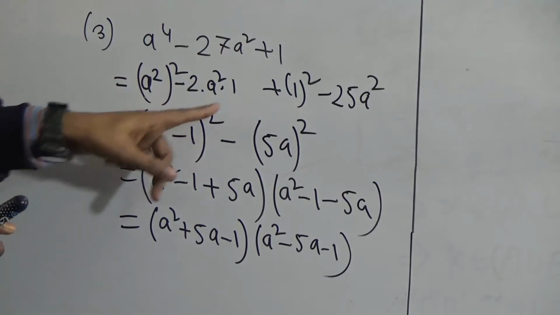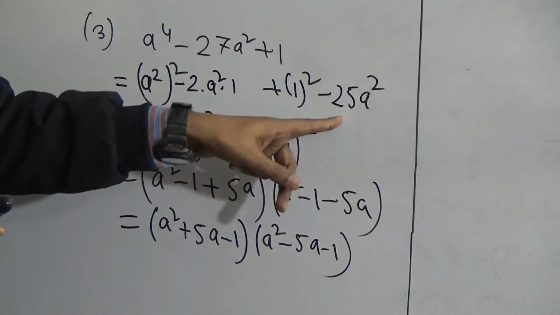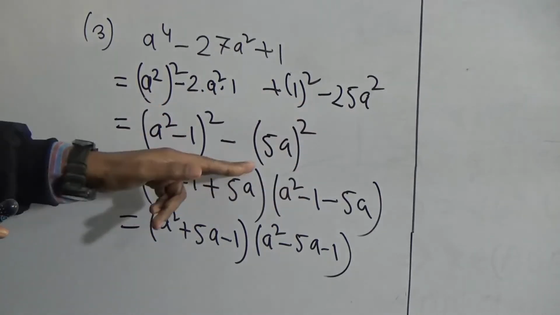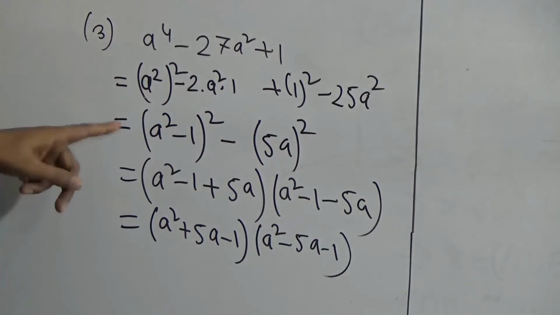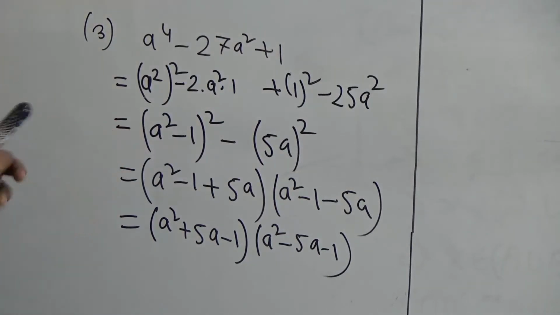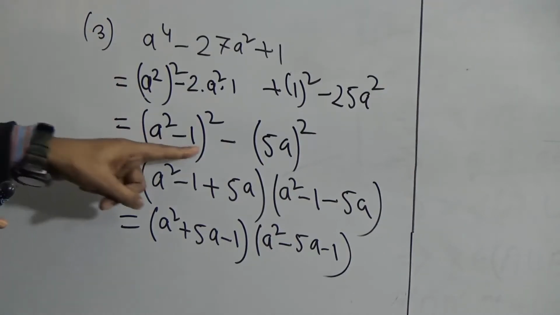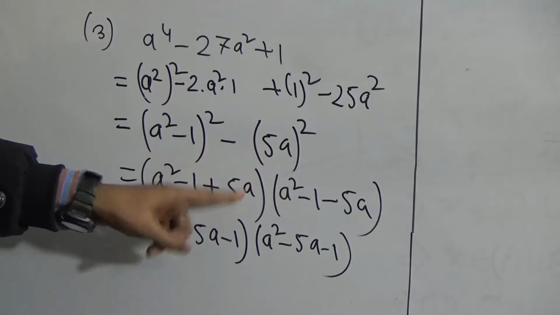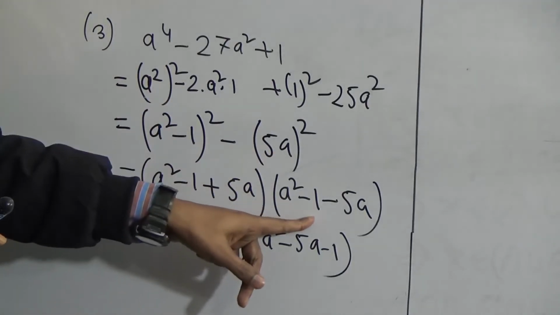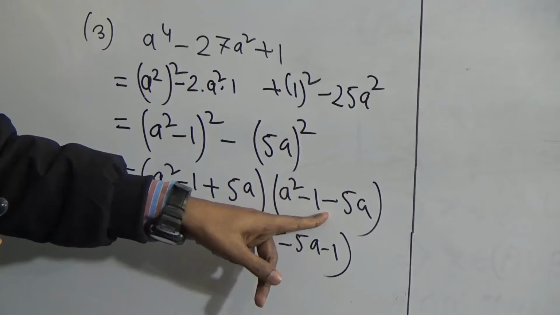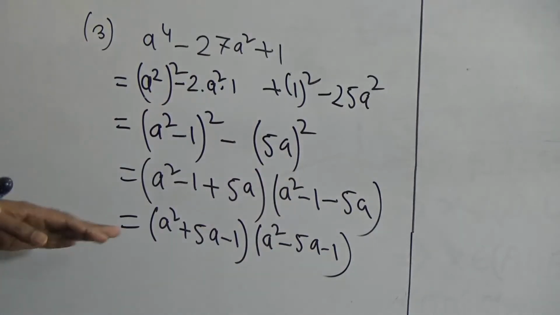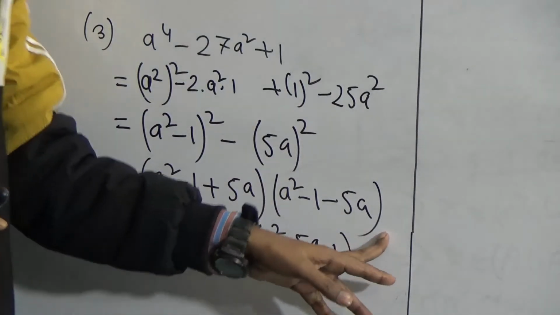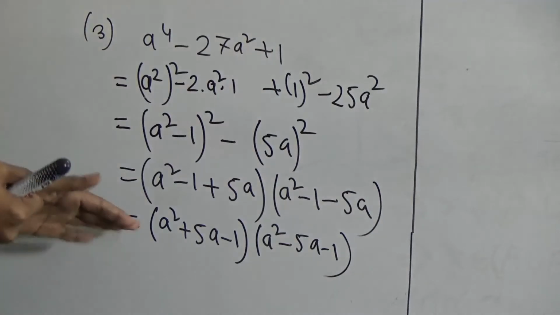Now this is equal to what? A square minus 1 whole square minus, we can write 25a square equal to 5a whole square. Then we have to write the a square minus b square formula. A square minus b square equals what? A plus b into a minus b. Then a square minus 1 plus b means what? 5a. Similarly, a square minus 1, that means a, then minus b means 5a. Okay. Up to this, this is the required result, but you may write it this way.